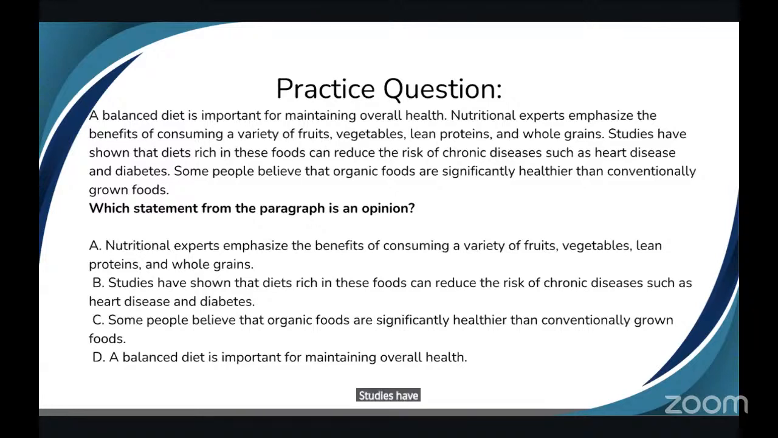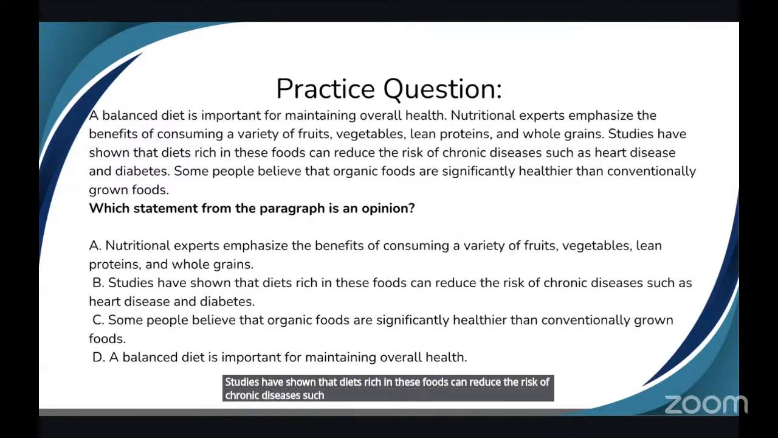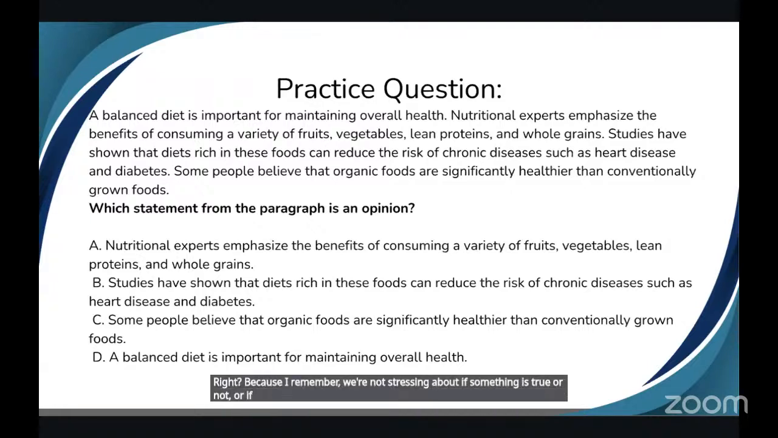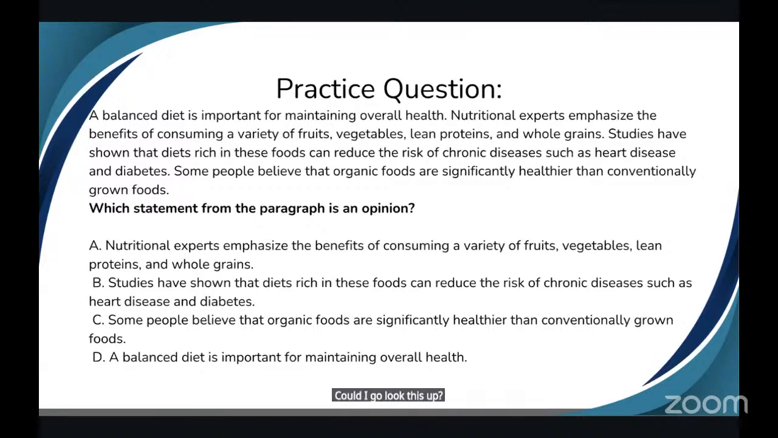Studies have shown that diets rich in these foods can reduce the risk of chronic diseases such as heart disease and diabetes. Again, is that true? We don't know, but we're not going to stress about that while we're taking our test. We're going to ask ourselves, can I go look that up? Remember, we're not stressing about if something is true or correct. We're asking ourselves, could I go look this up? Or would this change from person to person? Okay, any questions on that one?